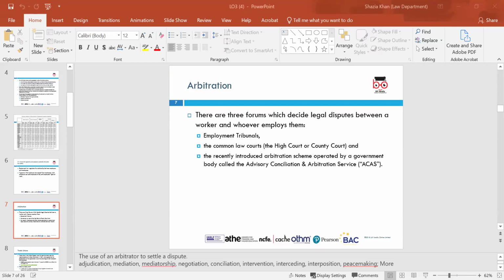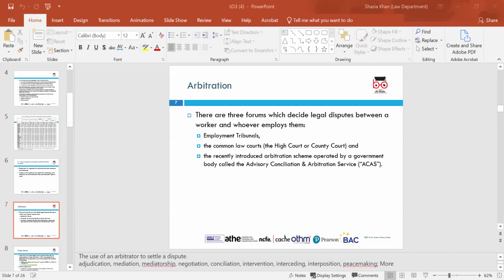So there's someone who is a peacemaker, trying to make sure that everything is resolved within the situation that's going on. Someone who is independent and impartial, and who will try to resolve the disputes between the individuals. It's an alternative to a court of law or tribunal.